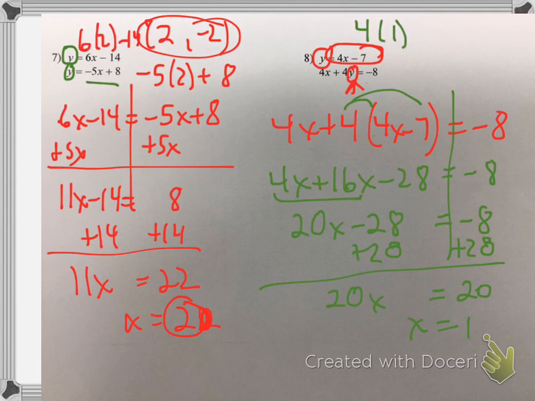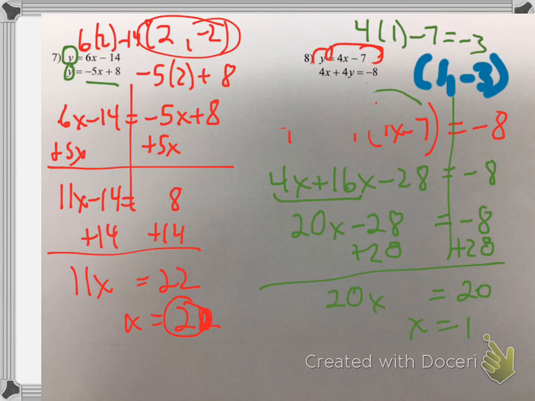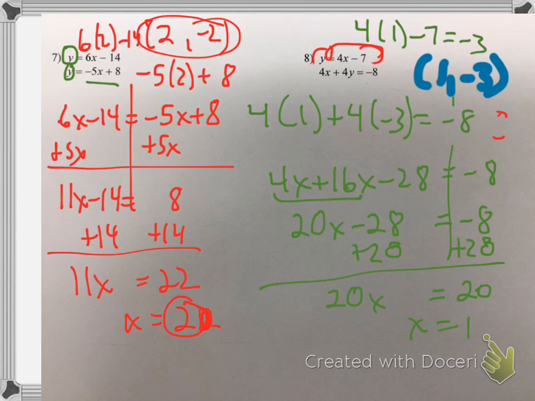Go back up. 4 times 1 is 4, minus 7 is negative 3. And as I've been telling you, you can check it in the second one. So your solution is (1, -3). Check it by plugging it into the second one. You already know it works in the first one because you just plugged it in there. So you go to the second one, and 4 times 1 is 4, plus 4 times negative 3. So that's 4 minus 12, which is equal to negative 8. So I know it's true.